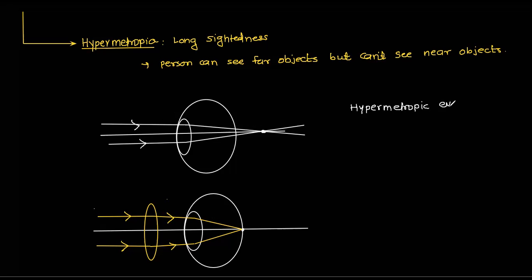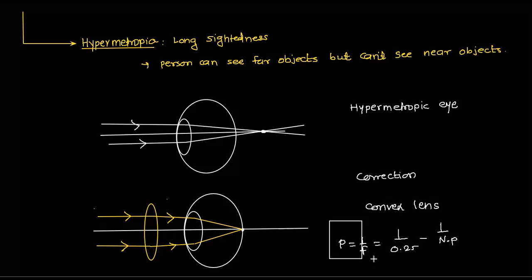Hypermetropic eye and correction is convex lens. We are using convex lens of suitable focal length. In this case, if you want to find power, power P is equal to 1 by F, which is equal to 1 by 0.25 minus 1 by near point. This is the formula for finding the power in hypermetropia.